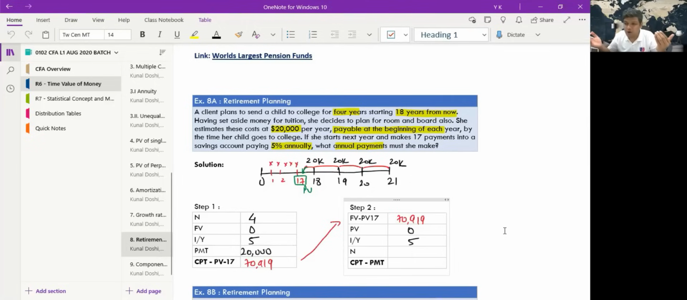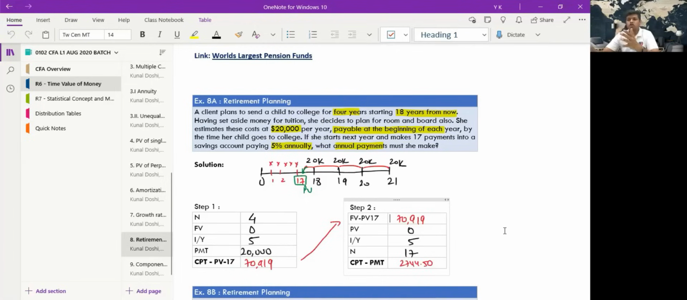Number of installments that you're going to do there? 17. And now what you are calculating is PMT. That is the installment. So 70919 is your FV, 0 is your PV, 5 is your I by Y, 17 installments, so that is your N, and compute PMT. You should get an answer of 2744.50. Correct. That's the answer, 2744.5. Anyone who's not getting the answer, please let me know.